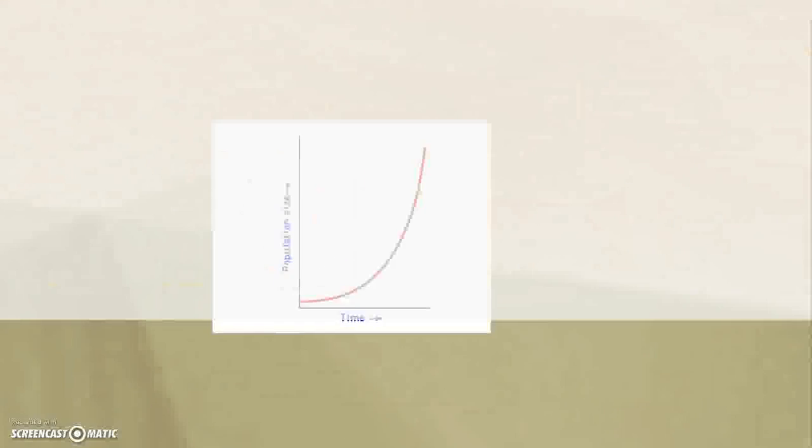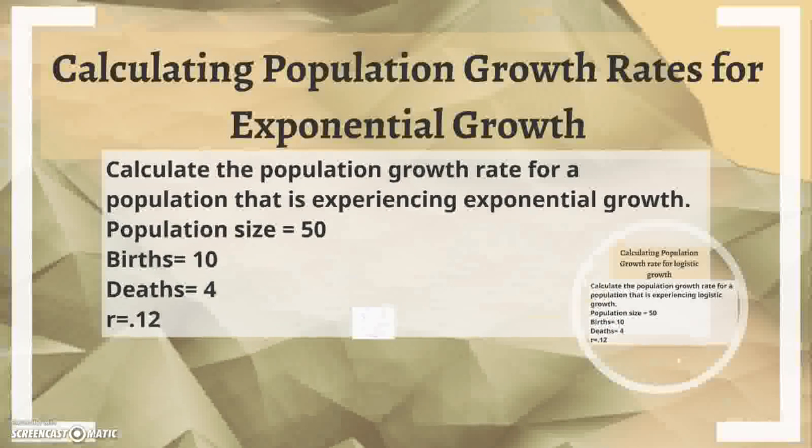Oh, sorry, I gotta go back. Alrighty. So we are going to try to calculate the population growth rate for a population that is experiencing exponential growth. This population is going to have a size of 50 to start. We had 10 births, 4 deaths, and we've calculated that we have a rate of 0.12.